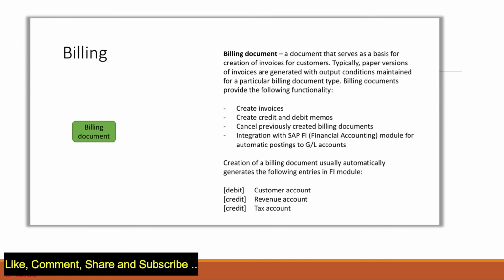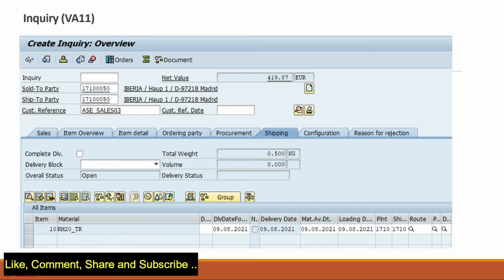Lastly, if you talk about the billing document, it is a document that serves as the creation of invoices. After we make a sale, we give the invoice to the customer so that he can pay us. There are a lot of functionalities like creating invoices, creating credit and debit memos, and cancelling previously created billing documents, and this billing part is an integration with SAP FI. When a billing document is created, normally the customer account is debited, the revenue account is credited, and also the tax account is credited.